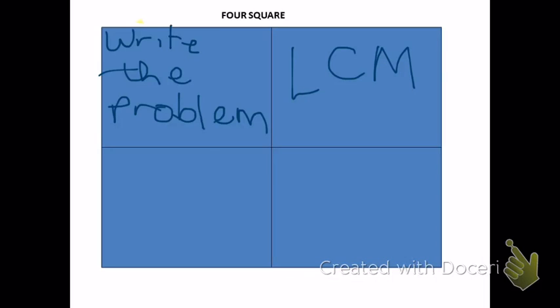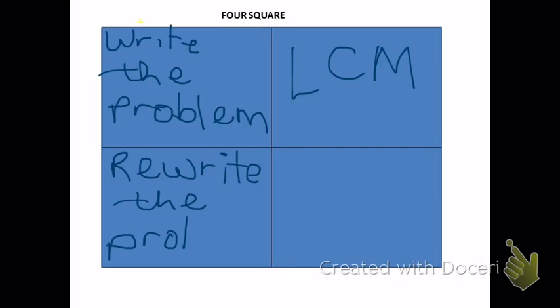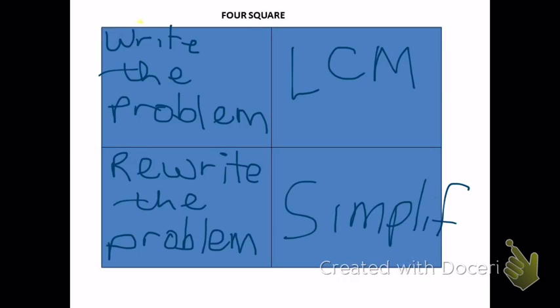Square number 3. Mia. All right, you're rewriting the problem. We write it vertically, right? And we're going to also find the common denominator there. Last box, Danette. Simplify. All right, so those are the 4 parts of the four-square model to find those common denominators.